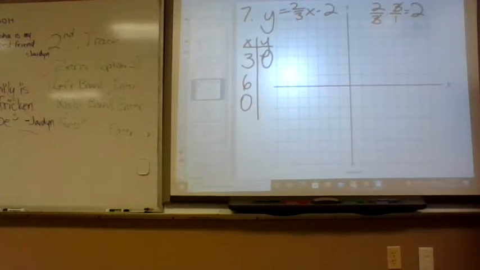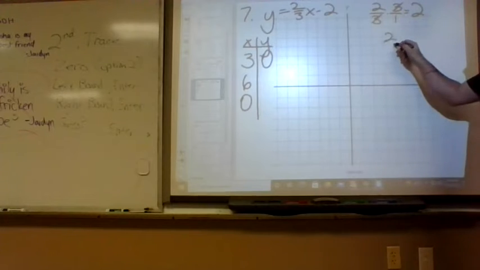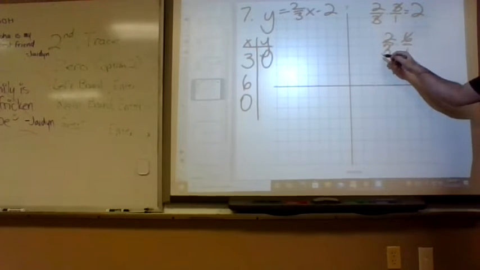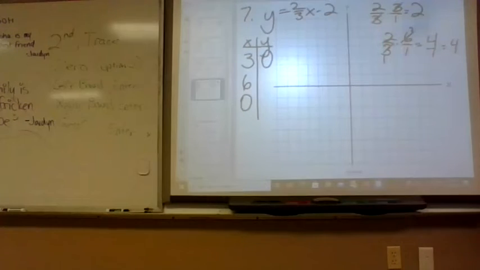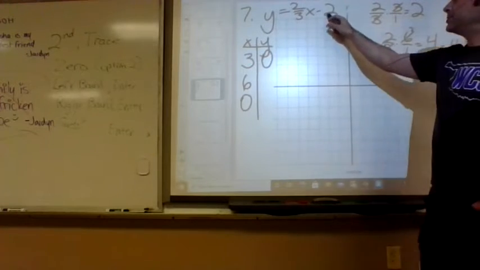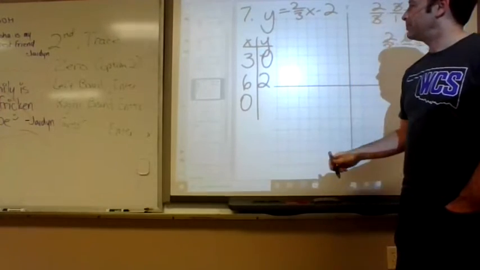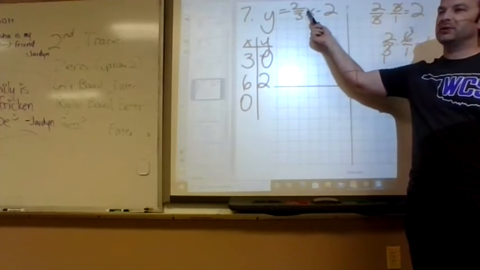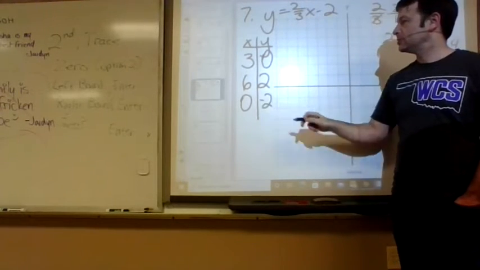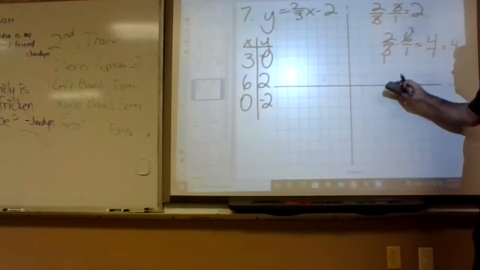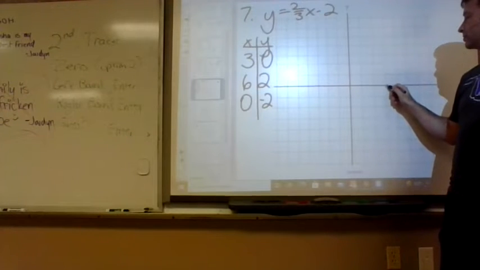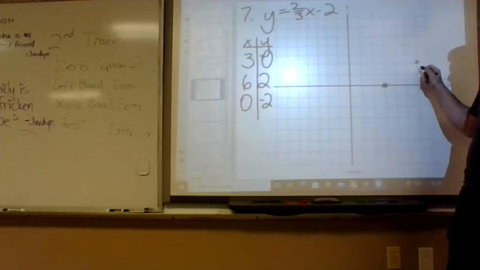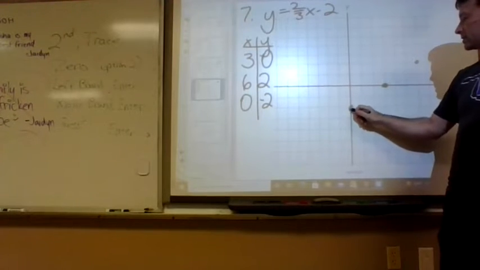Okay, if I plug in 6, do you know what 2/3 of 6 is? 4. You can use a calculator or you can do this. 4 minus 2 is... If I plug in 0, what's 2/3 times 0? 0. Minus 2. So 3, 0, 6, 2, 0, negative 2.